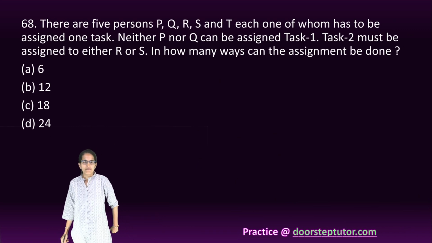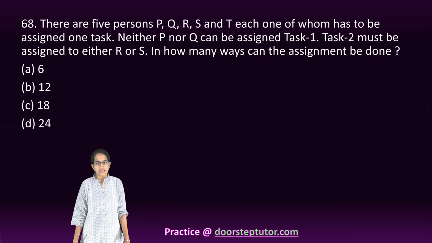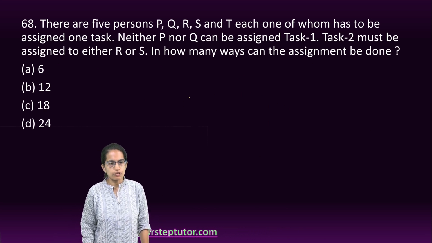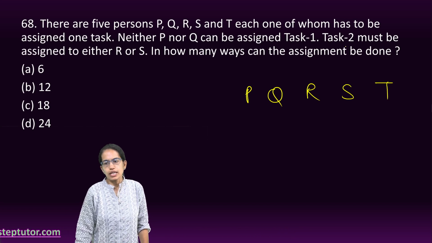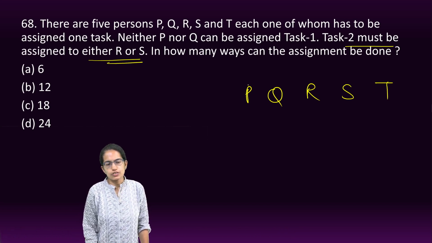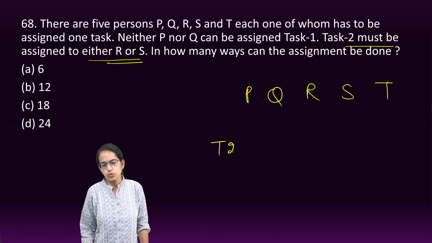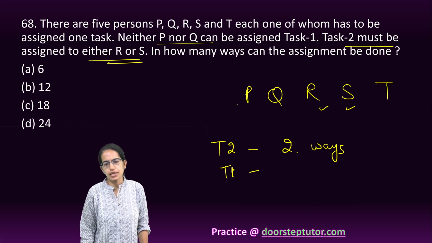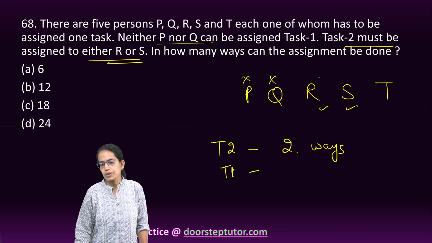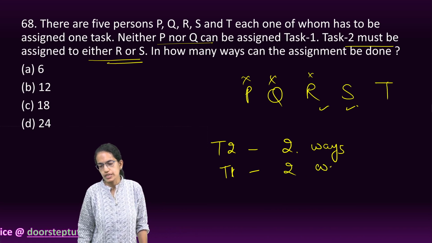The next is there are 5 persons P, Q, R, S, T. Each one of them has been assigned one task. Now P, Q, R, S and T. Task 2 must be assigned to either S or T. So task 2 in 2 ways it can be assigned. So either this or this. Task 1 can be assigned to neither P nor Q, and 1 could be assigned after task 2 is assigned. So task 1 can be assigned in 2 ways.